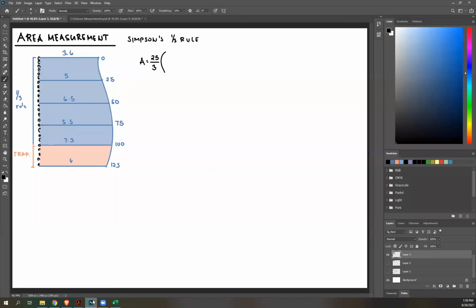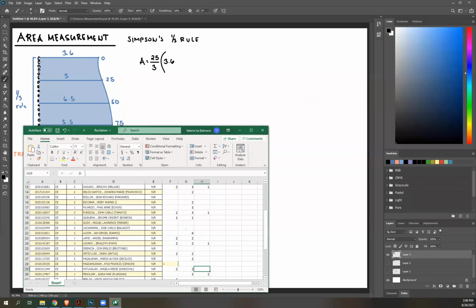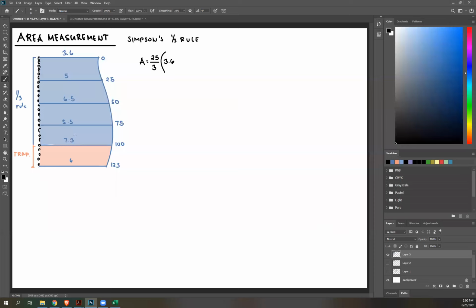h1 plus hn. H1 is the first, and that's easy to spot. That's 3.6. What's hn for Simpson's 1/3 rule? Can you please give it to me? Okay, very good. It's 7.3. It's 7.3 because Simpson's is only up to this point, since we're only supposed to use odd ordinates. So plus 7.3.